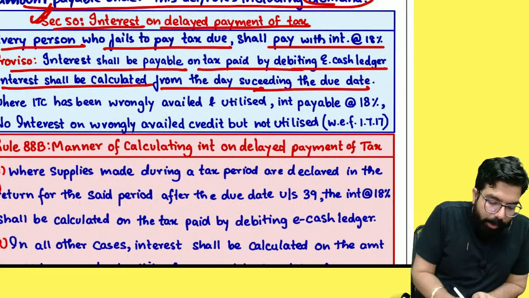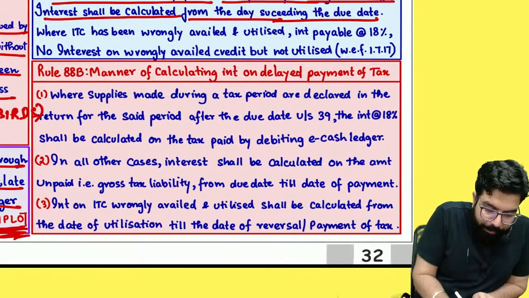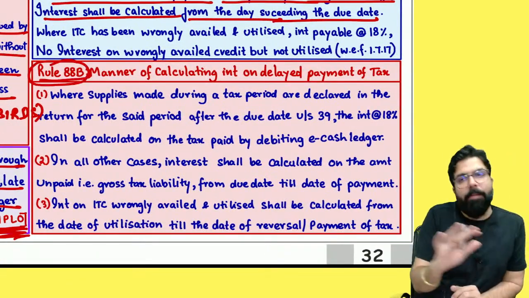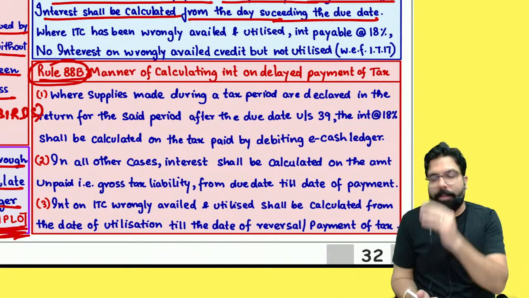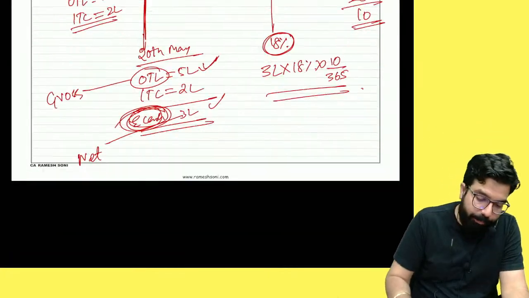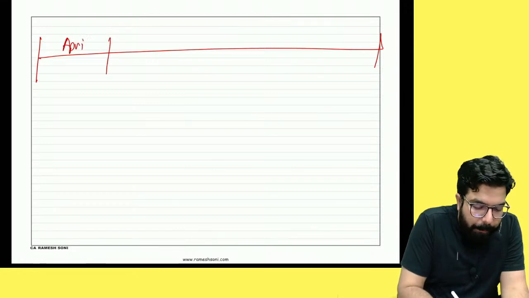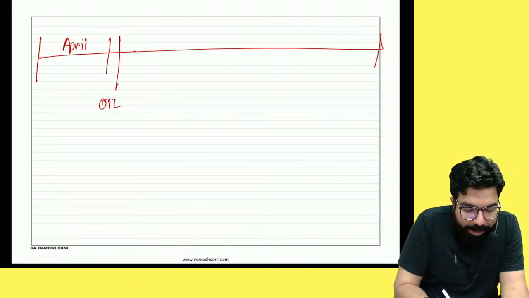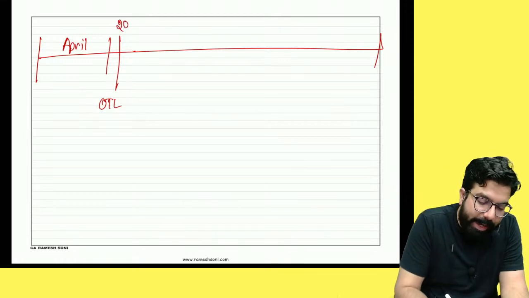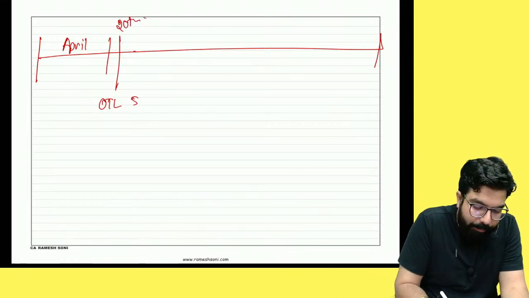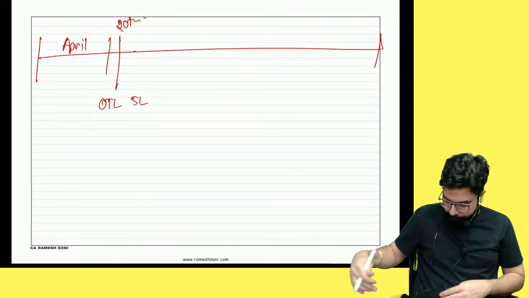Next. Okay, people, here, Rule 88B is there, which is very, very important, which I want you guys to understand. Listen. You know what people used to do? I'll tell you. Everyone over here, please listen to this. April month, I have output tax liability. April 20th, I had to make the payment, right, everyone? 5 lakh.